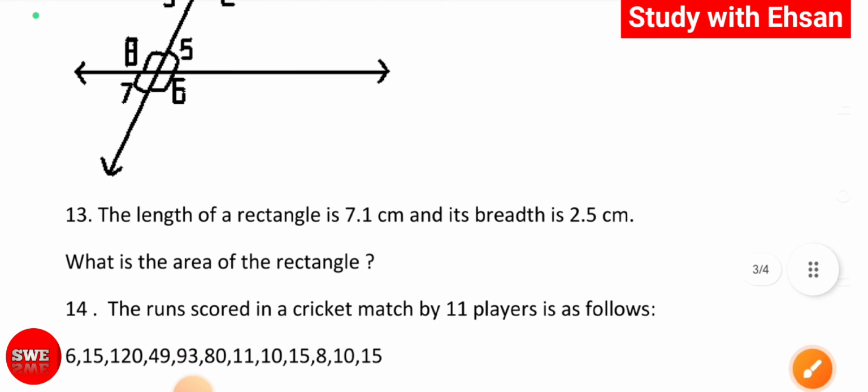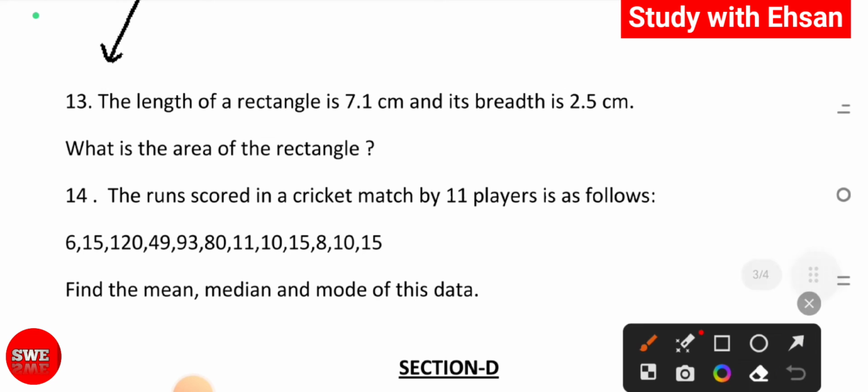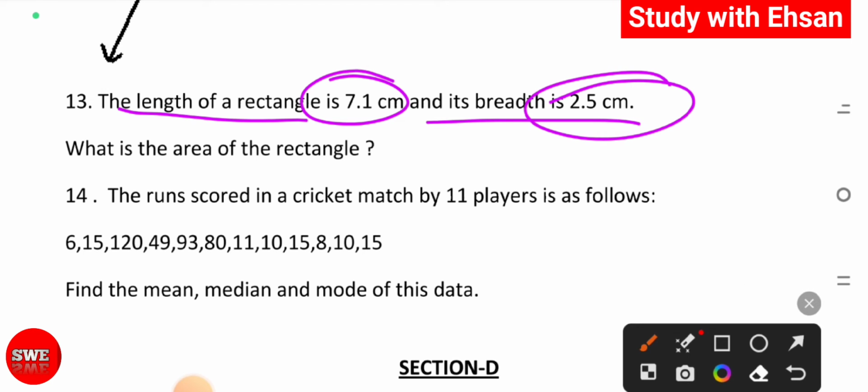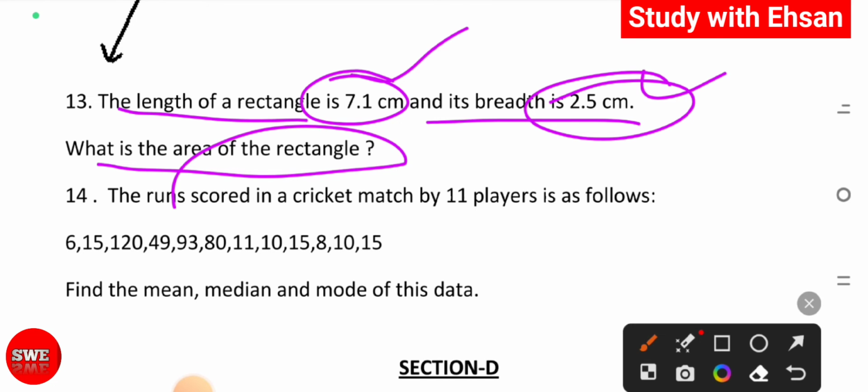Okay, now question number 13 is also before you. The length of a rectangle is 7.1 centimeter and its breadth is 2.5 centimeter. Then what is the area of the rectangle? You need to find the area of the rectangle. Length is given, breadth is given, and you need to find the area of the rectangle.